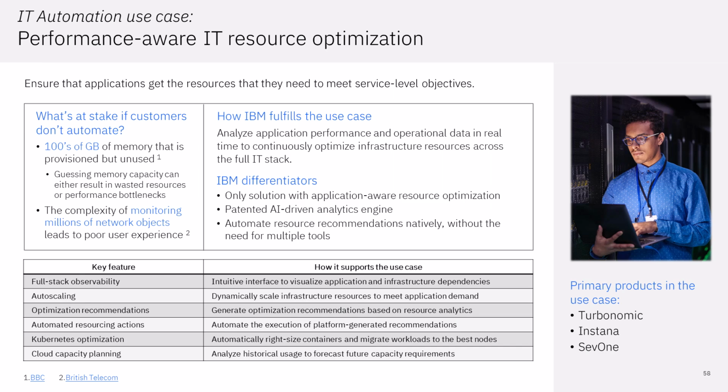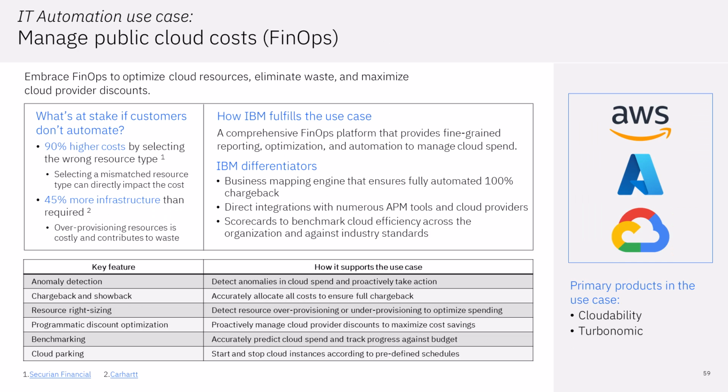The first use case is performance-aware IT resource optimization. And this use case features Turbonomic, Instana, and Sev1. And the references that were used for this use case are the BBC and British Telecom Business. The second use case is around FinOps and managing public cloud costs. The products that are featured in this use case are Cloudability and Turbonomic. And the two resources used for this use case are Securian Financial and Carhartt.